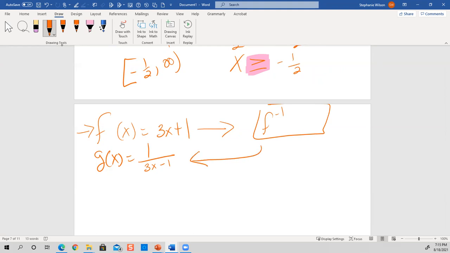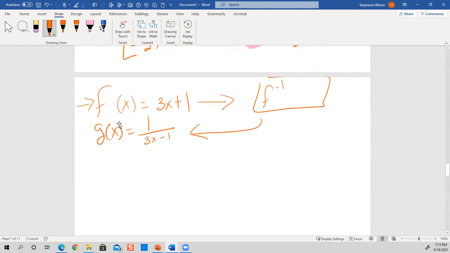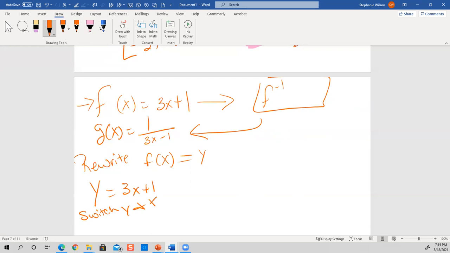So in order to take the inverse, we have a rule. First, we're going to rewrite the f of x as y, because we know it's equal to y. Second, we're going to switch the x and y over here. Now we're going to solve for y.